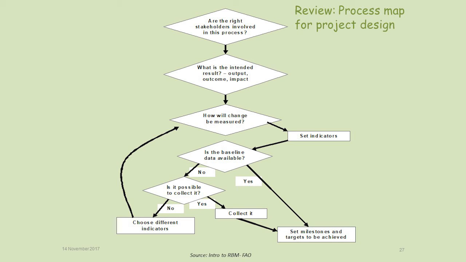Now, to tie it all together, let's quickly review the process for project design. First, after we've done the assessment, we're identifying our stakeholders. Are the right stakeholders involved in this process? And then we are determining with our project team, what are the intended results? What do we want to have as our goal and our outcomes and our outputs?